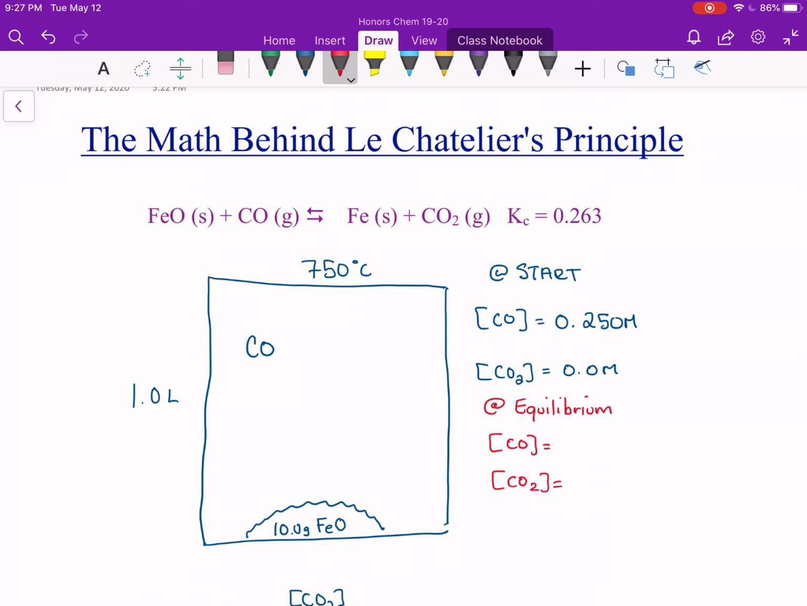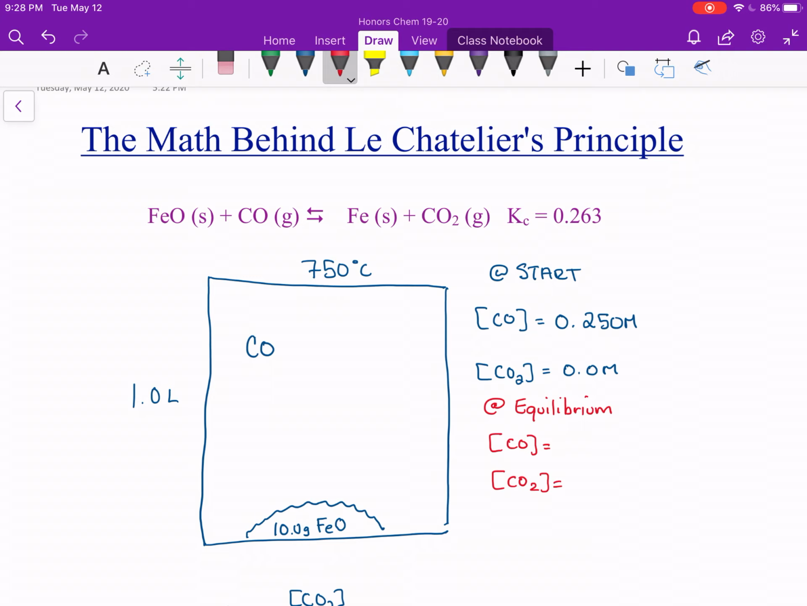So today we want to talk about the math behind Le Chatelier's principle. Yesterday we talked about how a reaction will shift if we apply a stress to it. Today I just want to talk a little bit about why that is, what's happening if we look at the math behind it. We're going to look at a couple different scenarios here.